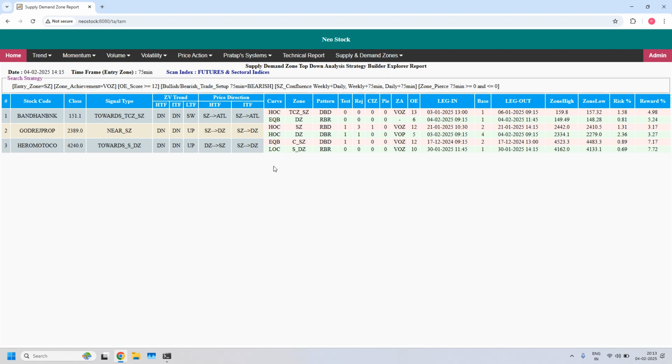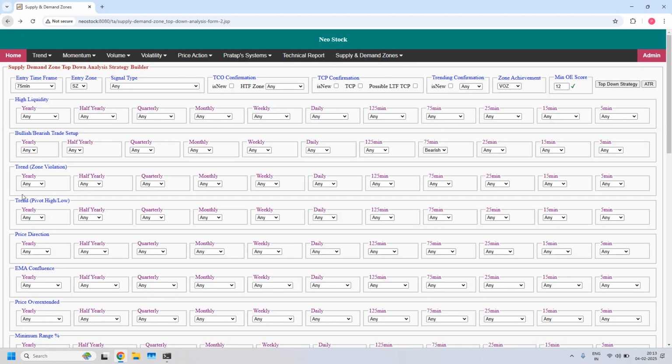That means in all the 3 stocks, these 75-minute supply zones are overlapped with daily supply zone. Both together again overlapped with weekly supply zone. That means everything is part of weekly zone. And weekly trend is down in all these stocks, HTF trend. If any of these 3 stocks, weekly supply zone having weekly EMA confluence, they are even more high probability trade setup supported stocks. Let us verify.